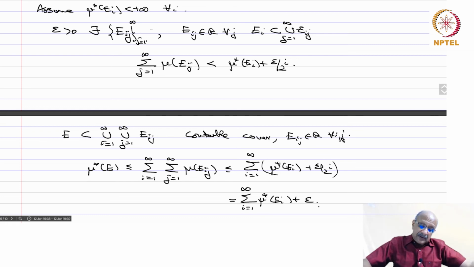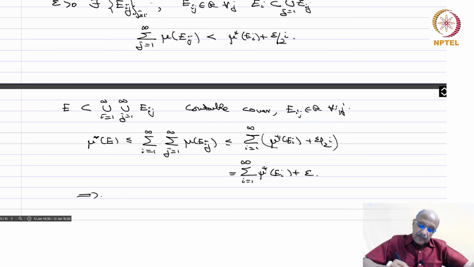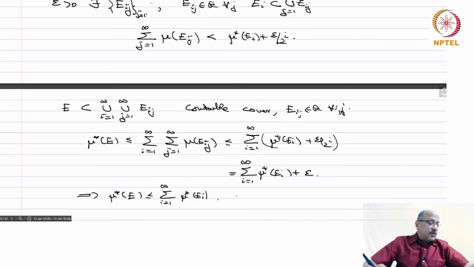Epsilon is arbitrarily given, and therefore you can send it to 0, and therefore this implies that mu star of E is less than or equal to the sum over i equals 1 to infinity of mu star of E_i, and that proves the countable subadditivity.